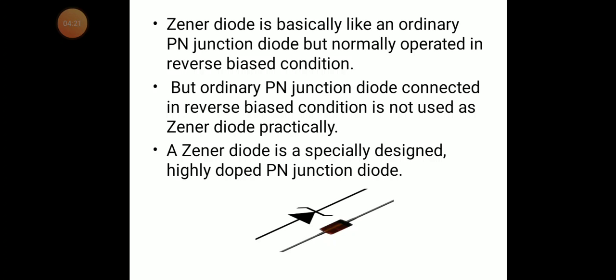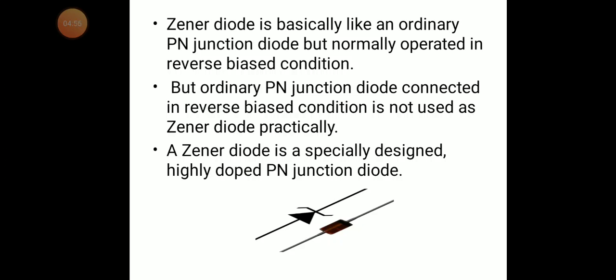Now let's discuss what is there in the Zener diode. A Zener diode is a specially designed, highly doped PN junction diode. That is the concept of the Zener diode. Specially designed, highly doped PN junction diode is called a Zener diode.